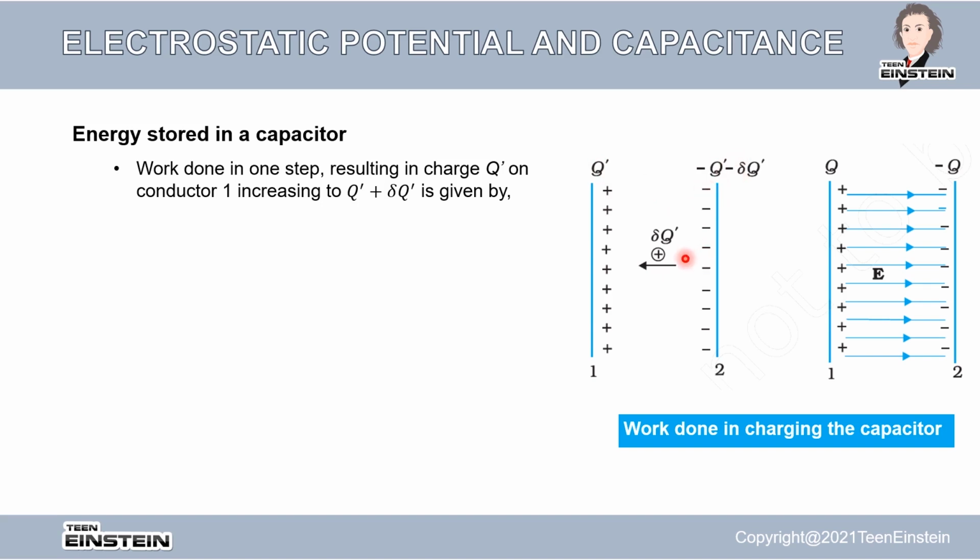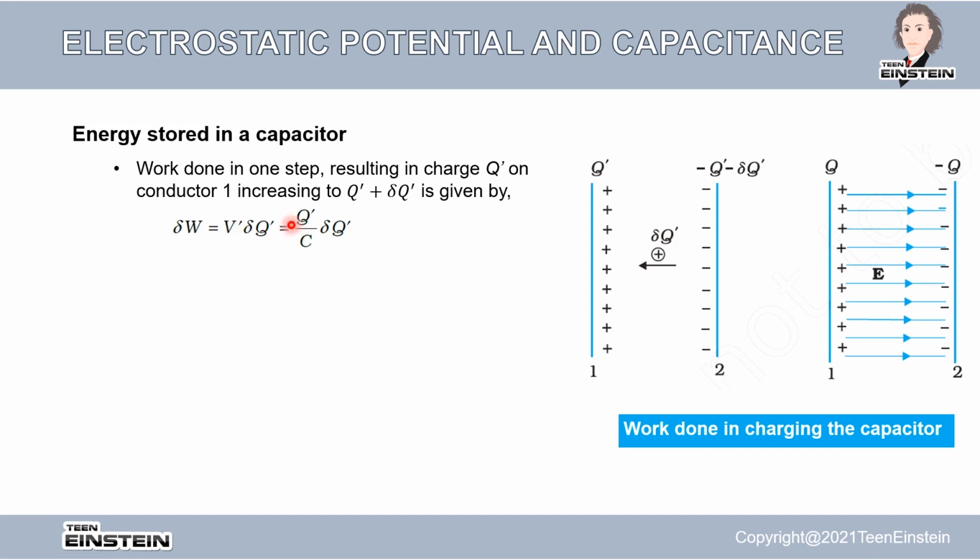In the next step, we are going to bring delta Q dash charge from this plate to this plate. Then the final charge on this plate will be Q dash plus delta Q dash. Similarly, this is going to be minus of Q dash plus delta Q dash, right? So what is the work done in this one small step from Q dash to Q dash plus delta Q dash? The work done can be written as V dash multiplied by delta Q dash, because we know work done equals potential difference multiplied by the charge. So here the potential difference is V dash and the charge is delta Q dash, right?